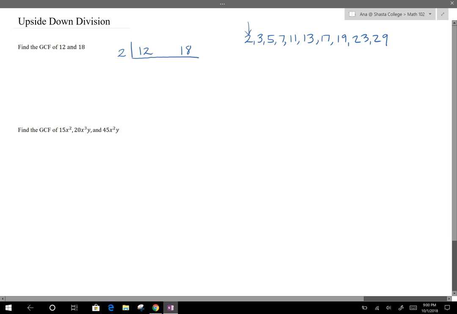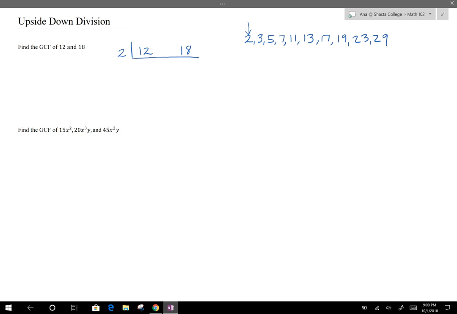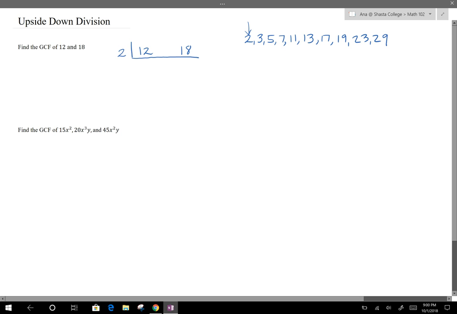So I put 2 on the outside, and then I write however many times 2 goes into 12 below 12, and however many times 2 goes into 18 below 18. 12 divided by 2 is 6, and 18 divided by 2 is 9. And then I draw another box, and I go back to the beginning. I ask whether 2 is going to go into 6 and 9. But because 9 is not even, 2 is not going to go into it.